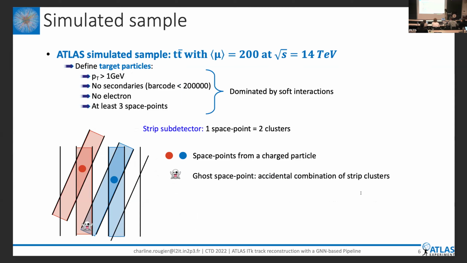So if you get a particle which travels this way with a hit there, it's going to fire this strip and this strip, and another one which fires this one and this one, which means that we can have an accidental combination between those strips. This is the ghost here, and it is made of 2 clusters coming from different particles. And you will see later that it is actually a trouble for us.